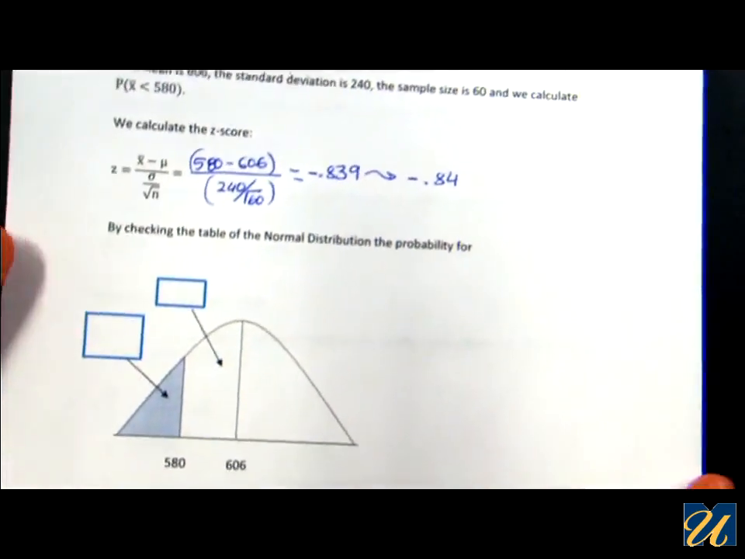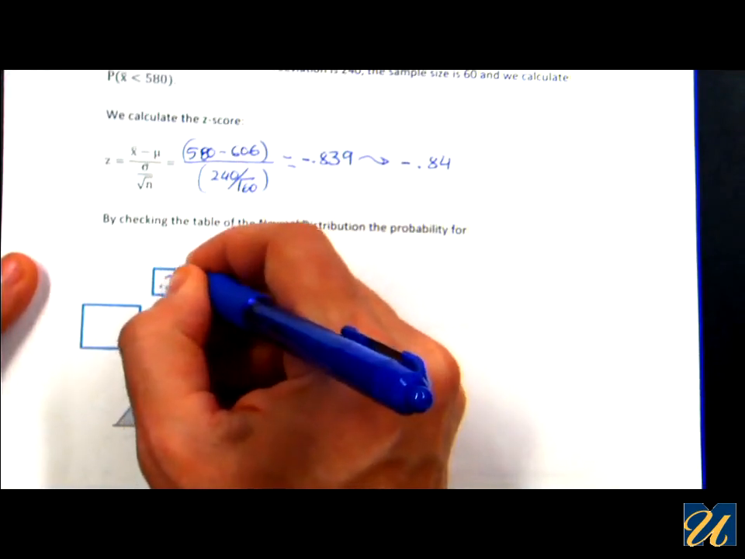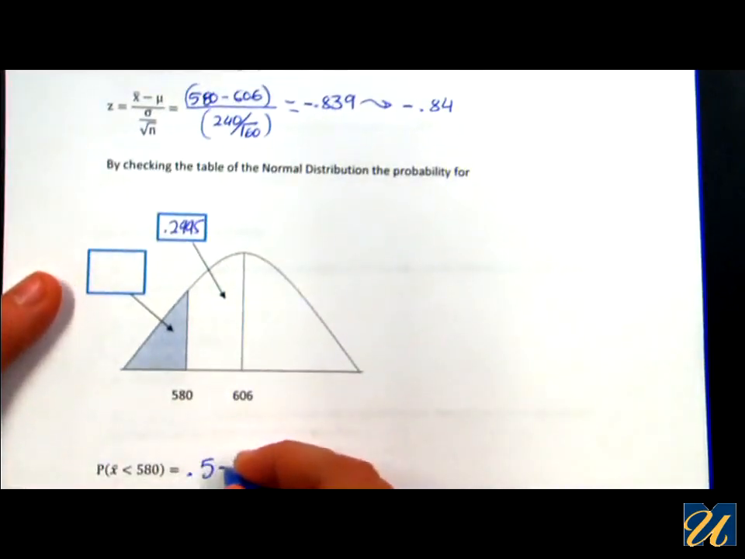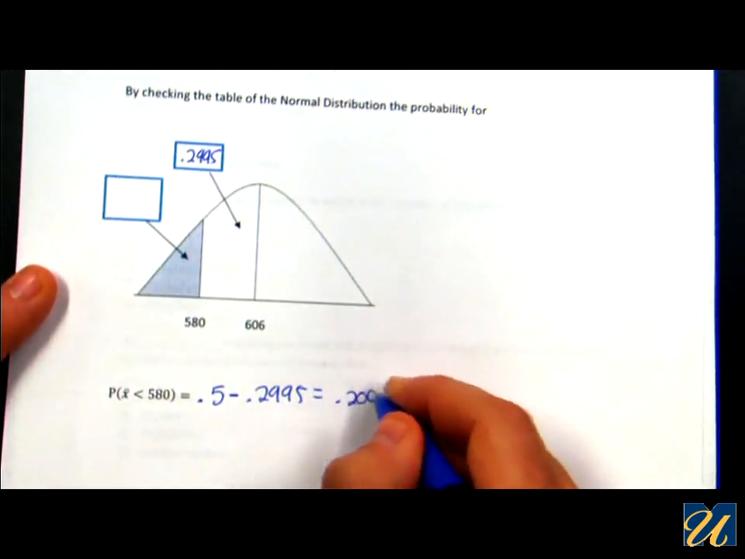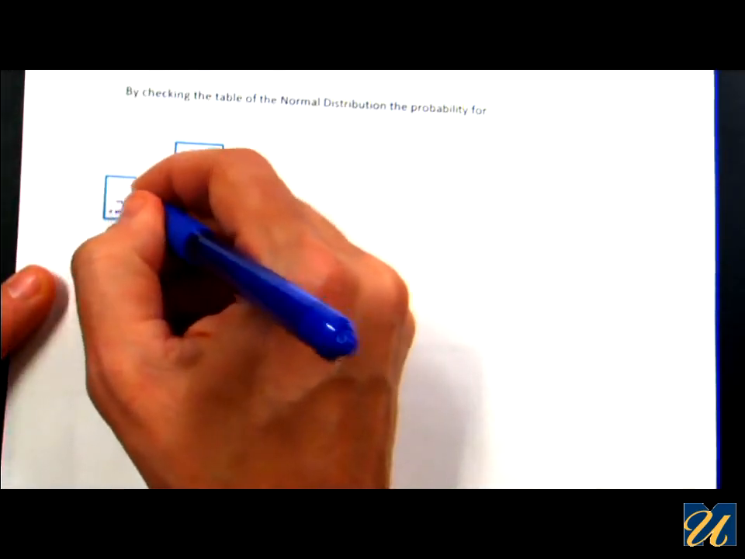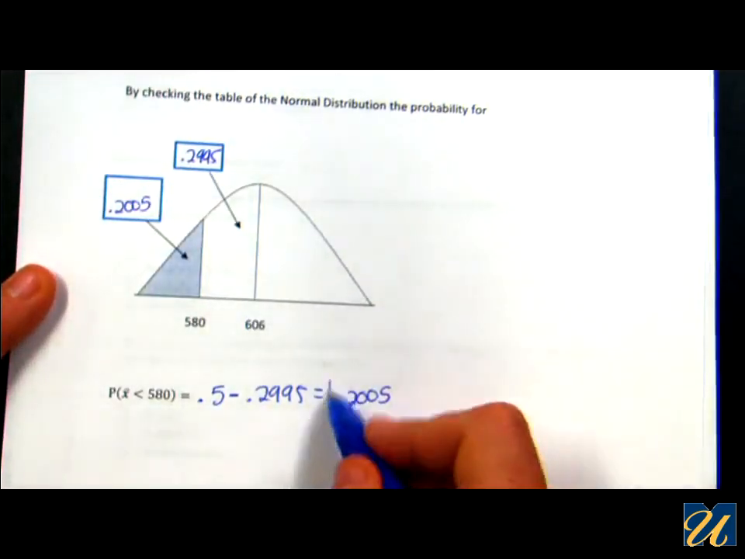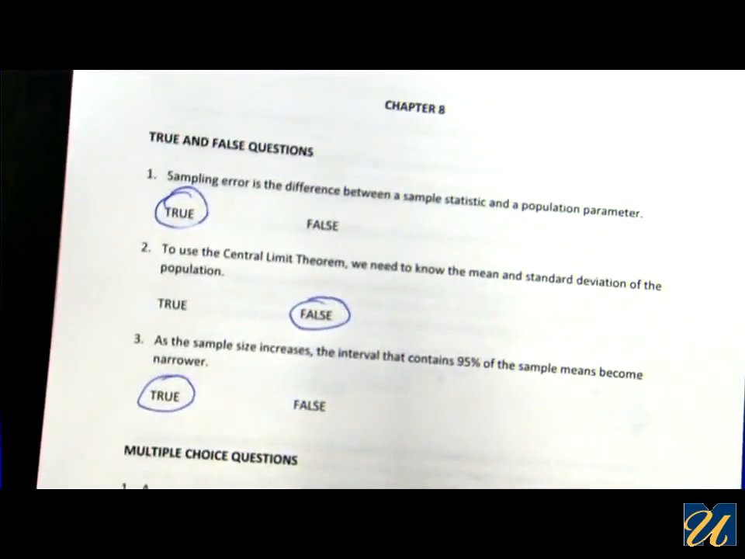We take the absolute value of that. 0.84 will give me a probability of 0.2995, and therefore, since I'm looking for a tail, we will do 0.5 minus 0.2995. So this will be equal to 0.2005. So this will be the answer. This concludes the examples for chapter 8.